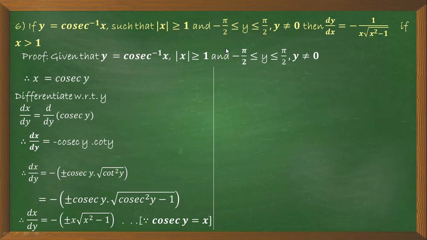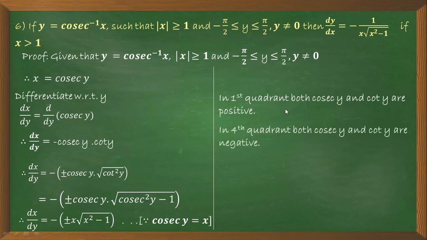Now see, minus pi by 2 less than or equal to y less than or equal to pi by 2. So here the quadrants are first quadrant and fourth quadrant. See, up to pi by 2 it is first quadrant, and up to minus pi by 2, minus pi by 2 means you have to measure the angle in the clockwise direction. So we will get the fourth quadrant. So we have to decide the sign of cosec y into cot y. So in first quadrant, think about this, cosec y and cot y are both positive, okay, in first quadrant.